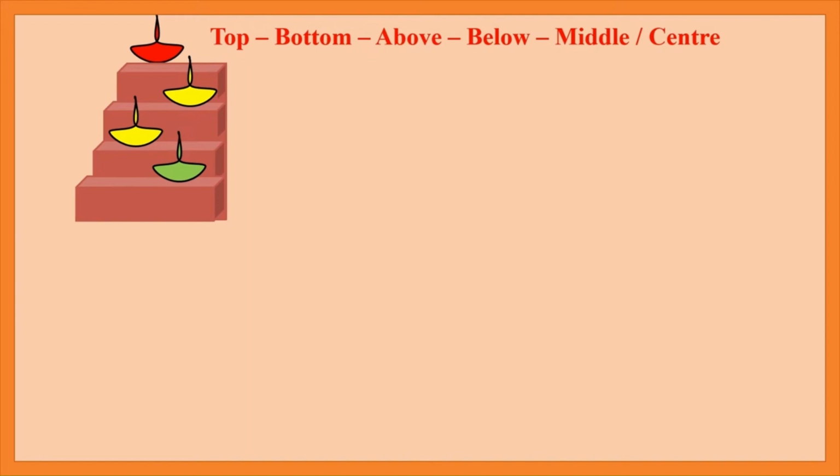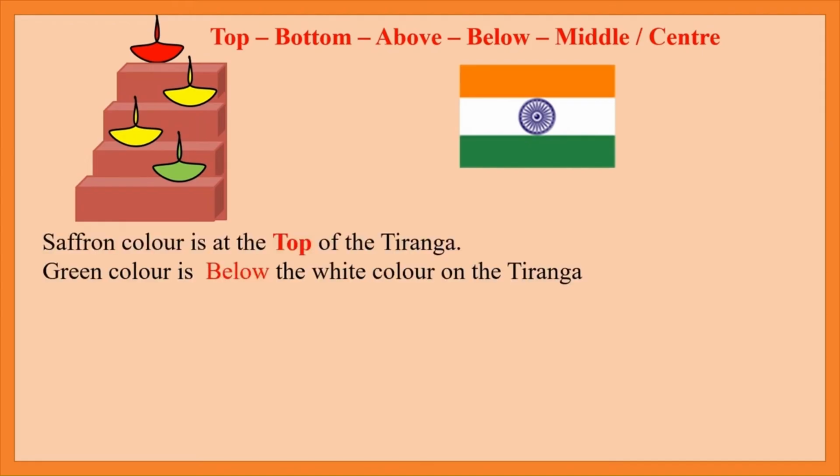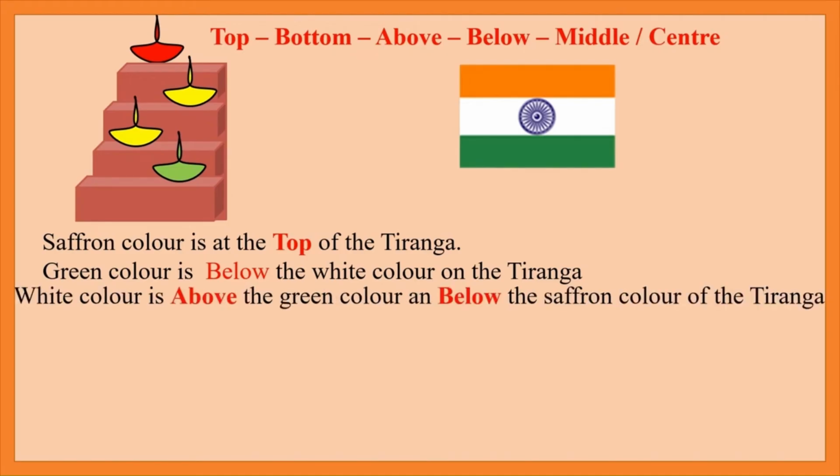Now let's consider the Indian flag. Indian tricolor flag, also called Tiranga. See, there are three different colors here. Now where is the saffron color? It's on the top. Where is green color? In relation to the white color, green color is below the white color. Now let's talk about this white color in relation to saffron color and also in relation to green color. Now white color is above the green color and below the saffron color of the Tiranga. Now where is Ashoka Chakra? Ashoka Chakra is in the middle of the Tiranga.